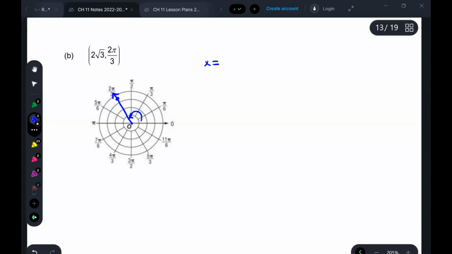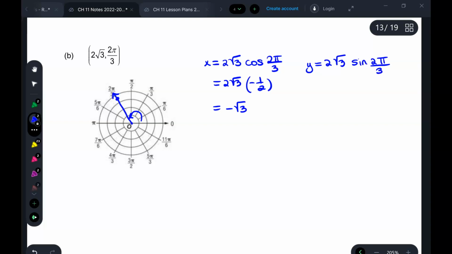So we'll have x equals 2 root 3 times cosine of 2 pi over 3. Cosine of 2 pi over 3 is negative 1/2, so we'll get negative root 3. And then for y, 2 root 3 times sine of 2 pi over 3. So 2 root 3 times root 3 over 2, and that gives us 3. So our ordered pair is negative root 3, comma 3.